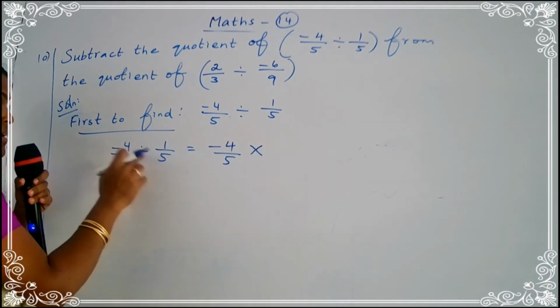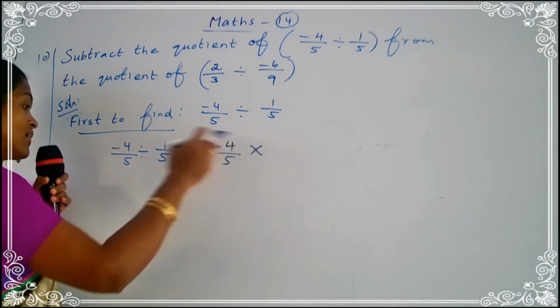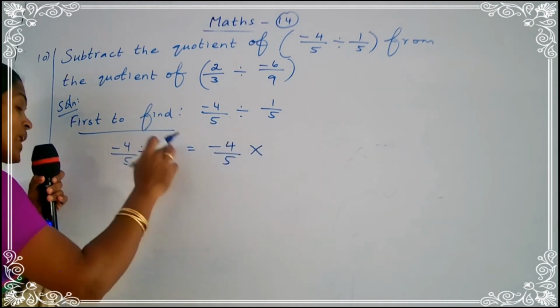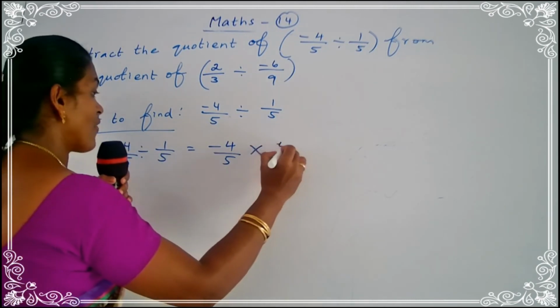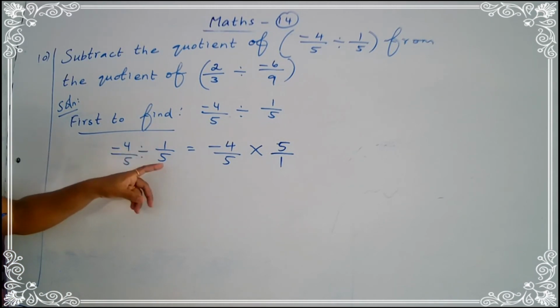Okay, so multiply the dividend by the reciprocal of the divisor. So what is the reciprocal of 1 upon 5? 5 upon 1. Okay, children, the reciprocal of 1 upon 5 is equal to 5 upon 1.